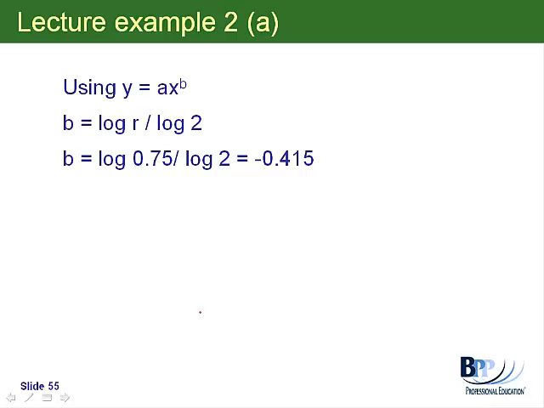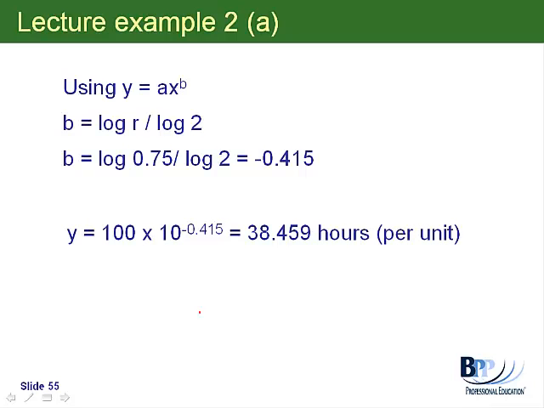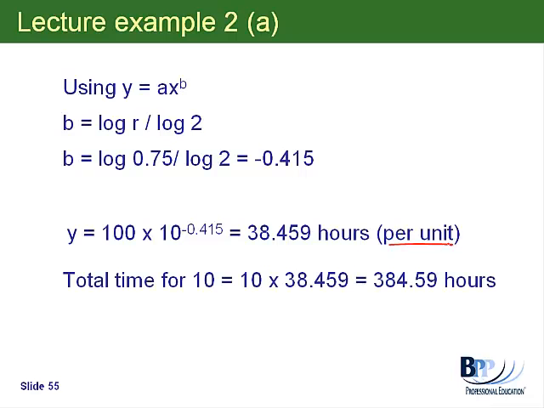So let's drop that into our formula. y is equal to a, the time for the first unit, which was 100 hours. We want to know how long it takes to make 10 units, so x is 10 and we've just calculated b. Now the answer this gives us is that cumulative average time per unit. So that is not the time for all 10 batches. It's the average time when we make 10 batches. So we have to take that 38.459 hours and multiply it by 10 to get our total time.